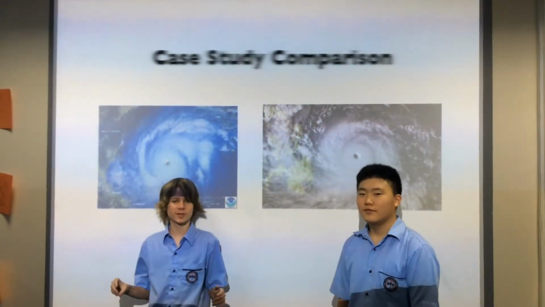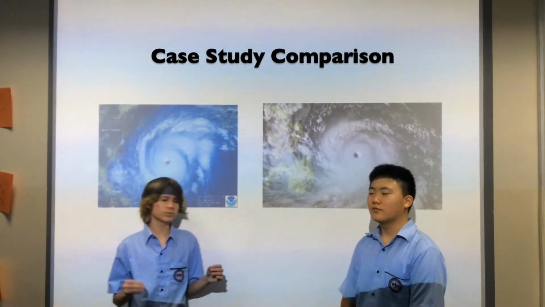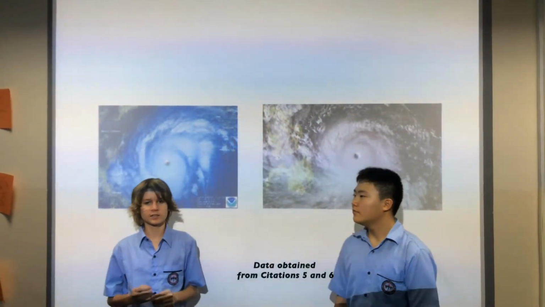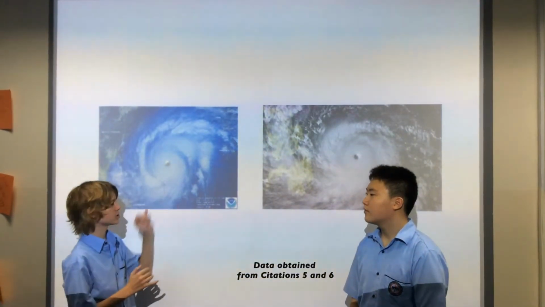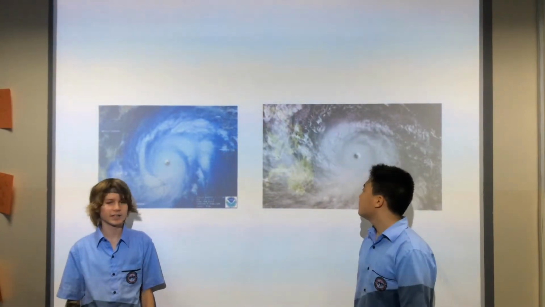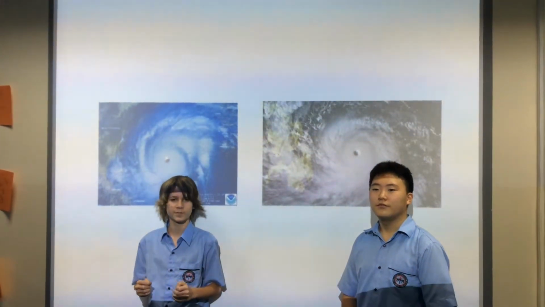So now that we have gone through the basic concepts of how tropical storms actually form, we wanted to look into two different case studies, one from Central America and one from the Philippines. I'm going to look at Hurricane Mitch, and I'm going to look at Typhoon Haiyan. Afterwards we're going to compare these a little bit and see if there are any big differences in the location where they form.